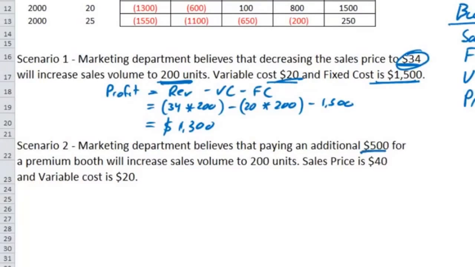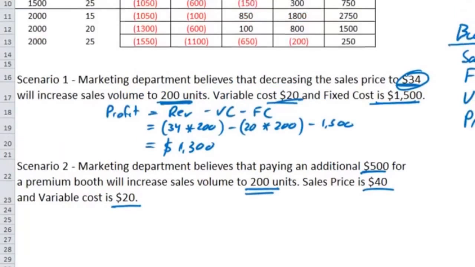I also have a scenario 2, and scenario 2 says that the marketing department believes that paying an additional 500 for a premium booth will increase sales volume to 200 units. Our sales price is still going to be 40 and our variable cost is 20. So we know that in our original budget, our profit is 1500. So let's see if our profit improves if we pay $500 to get a premium booth.